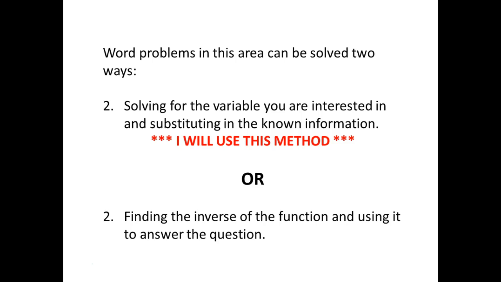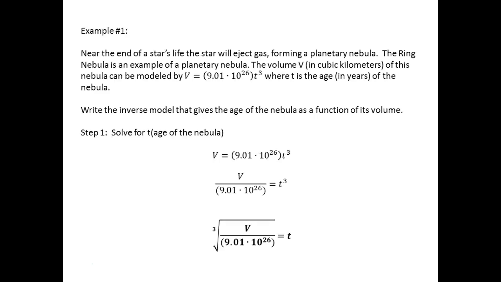Now, the first method is solving for the variable you are interested in and substituting in the information you're given and answering the question. Now, I will use this method. Even if a radical word problem mentions the word inverse, you don't need to go find the inverse. Just use this method that I'm going to talk about in these two examples. So let's get on to the first example.